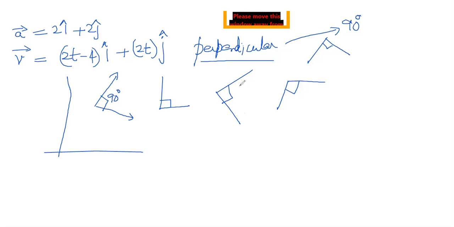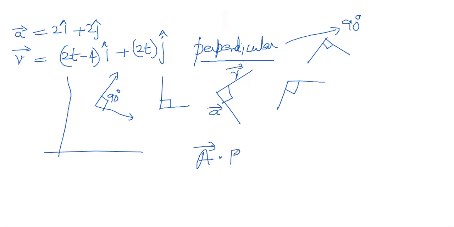In vectors, if two vectors, this is one vector, V bar, and this is one vector, A bar, are at 90 degrees, what we should do, I am telling you a new concept. Listen very carefully. A bar dot B bar is equal to 0.